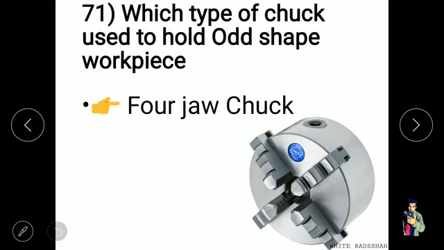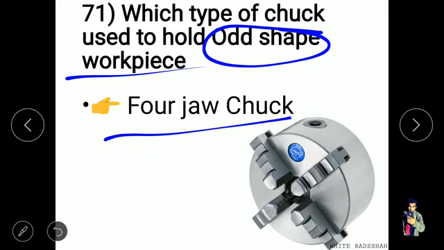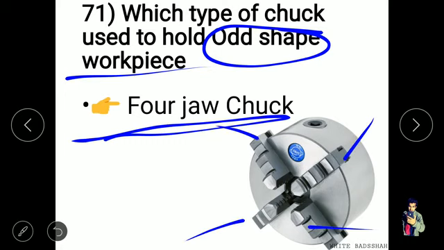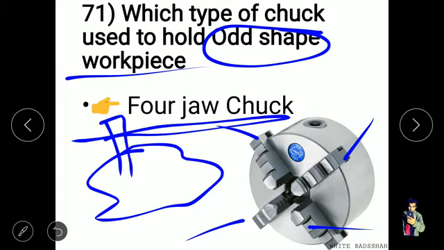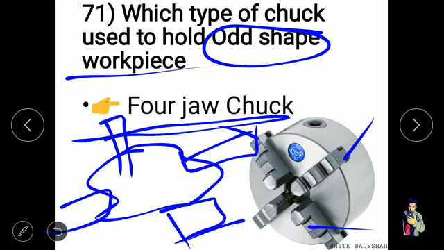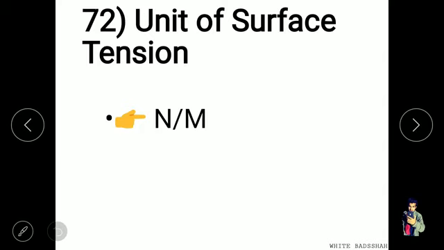Now which type of chuck is used to hold an odd or uneven shaped workpiece? The 4-jaw chuck is used to hold an odd shaped workpiece because every jaw works independently. So if there is any irregularity in shape, the jaws can be adjusted manually and hold the irregular shaped workpiece. Now the unit of surface tension is Newton per meter.